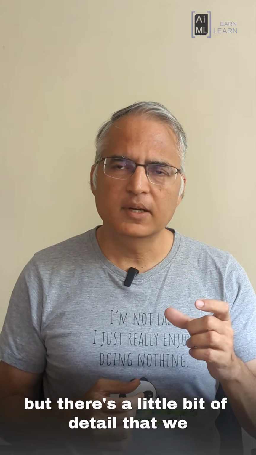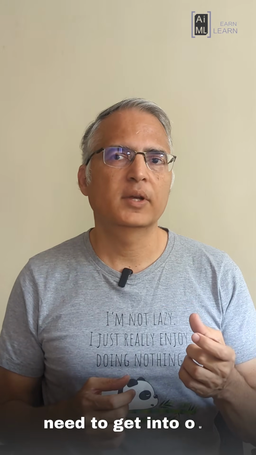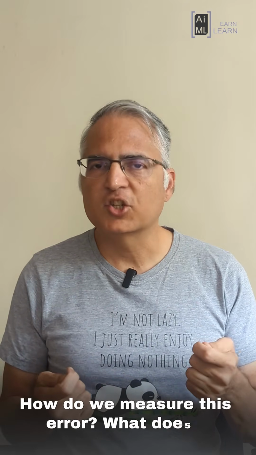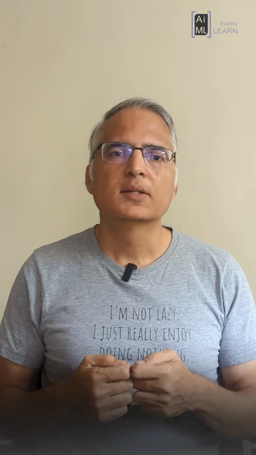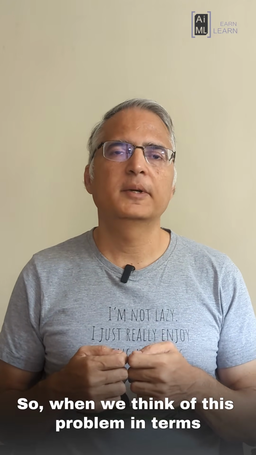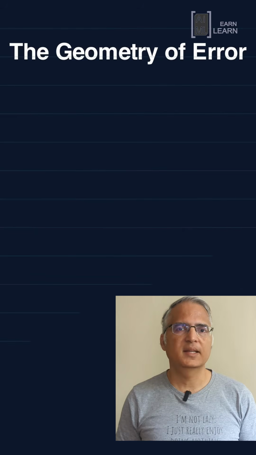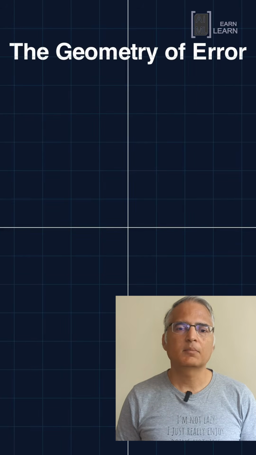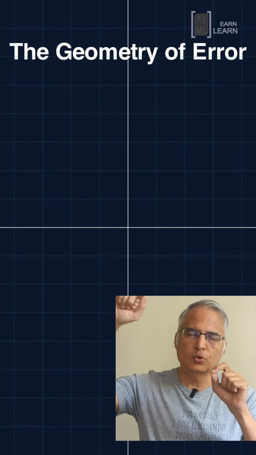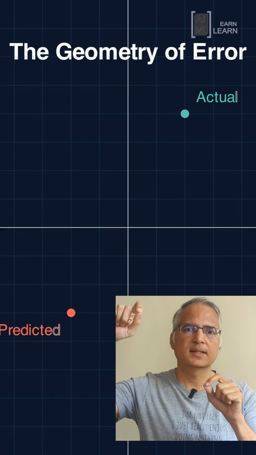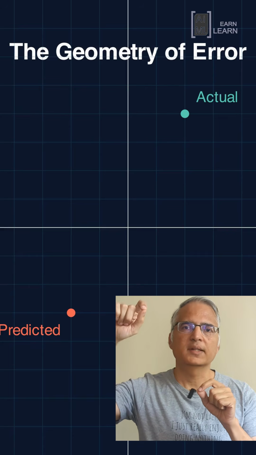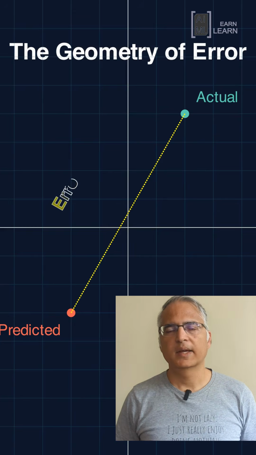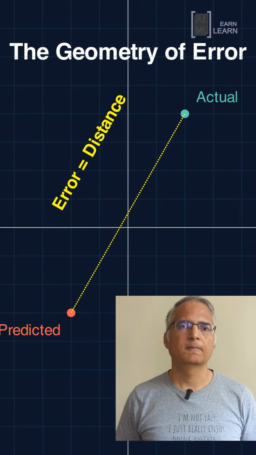But there's a little bit of detail that we need to get into here. How do we measure this error? What does it mean that the error is small or large? When we think of this problem in terms of geometry, it becomes very easy to solve. If I think about the actual and predicted values as 2 points in an n-dimensional space, the distance between those 2 points is exactly the error that we are interested in.